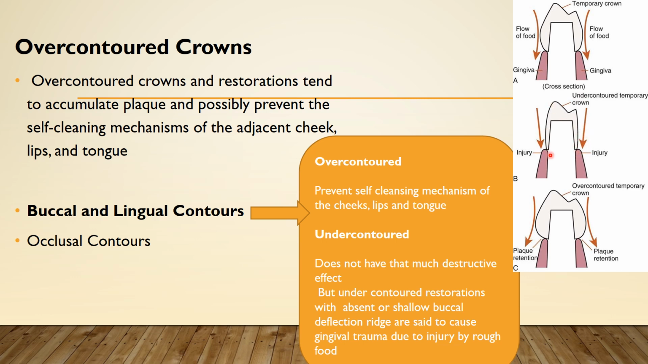Over contoured restorations tend to accumulate plaque and possibly prevent the self-cleansing mechanism of the adjacent cheek, lips and tongue. So the over contoured prevents self-cleansing, whereas under contoured does not have that much destructive effect, but under contoured restorations with absent or shallow buccal deflection are said to cause gingival trauma due to injury by rough food. So this is the under contoured restoration, and this is the over contoured restoration. Coming to the details.